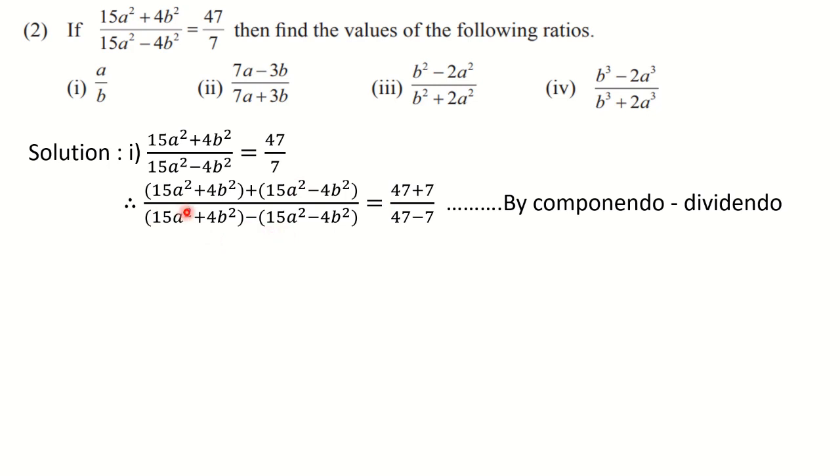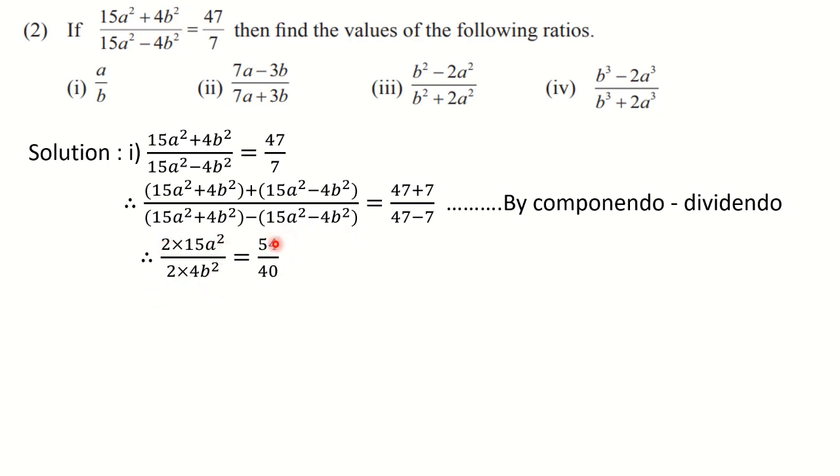Now you will observe that plus 4b square and minus 4b square will get cancelled. Similarly, here 15a square minus 15a square will get cancelled. So 15a square has appeared 2 times, and 4b square has appeared 2 times. So we write 2 times 15a square upon 2 times 4b square. Instead you can write 30a square upon 8b square also. Your choice. But here it is very easy to cancel 2, so I have written it that way.